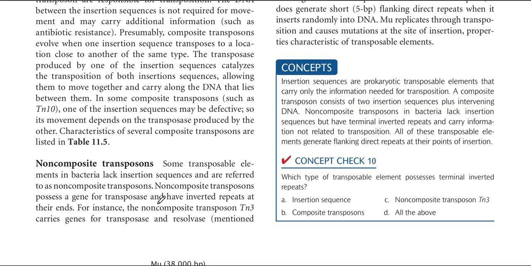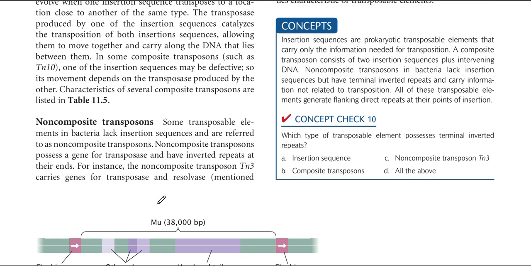Then there is the third kind of transposons found in bacteria, which are called the non-composite transposons. Now non-composite transposons are those transposons which are although big but they do not have the insertion sequences on them. So if the particular transposon element is big and on either side it does not consist of insertion sequence, then it is the non-composite transposon.